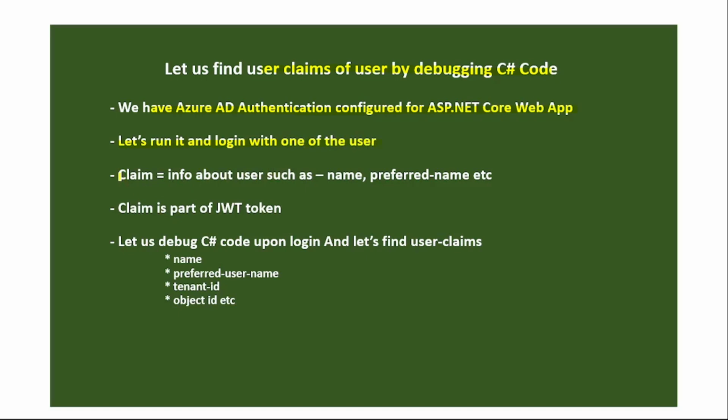So a claim is there in the token, that is the JWT token provided from Azure AD to our app. A claim is information about the user such as name or preferred name, etc. And of course it is part of the JWT token. Now in this video we will debug C# code and then we will find the below user claims, that is name, preferred username, tenant ID and object ID. So now let's go to Visual Studio.